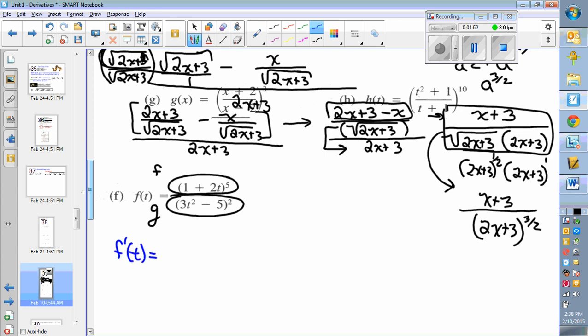And so F prime is going to be the derivative of this, which is something to the 5th power, so it is a chain rule. 5 bracket 1 plus 2t to the 4 times the derivative of what's inside. That whole thing is just F prime. You still need to multiply that by G.